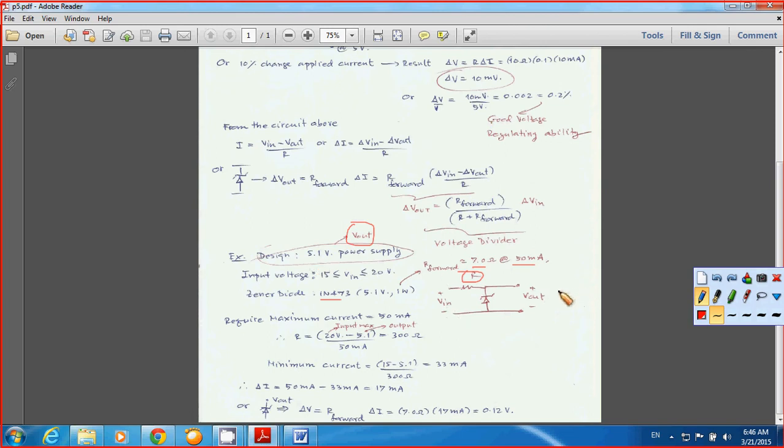How will you decide that? Okay, now let's take a look at the maximum voltage here. You want to find R? Let's pick up here by using the V in maximum, 20 volt.